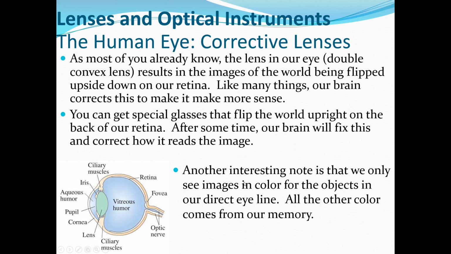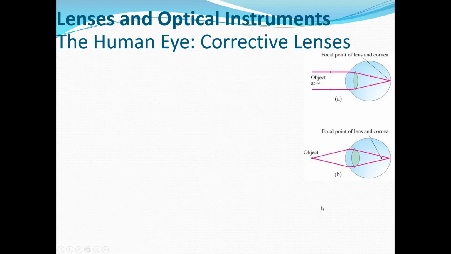Oh yeah, so this is what I had mentioned before, that we only see the colors from direct line of sight, while the corners of the eyes are black and white.